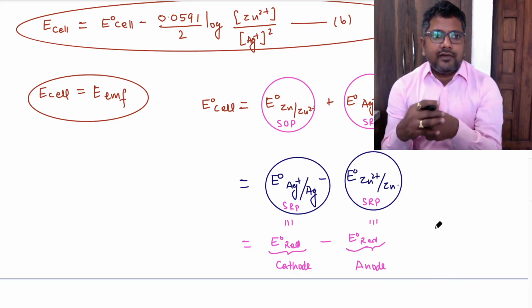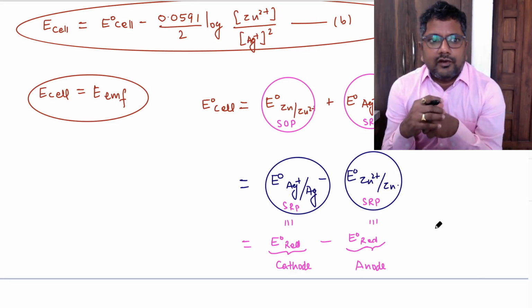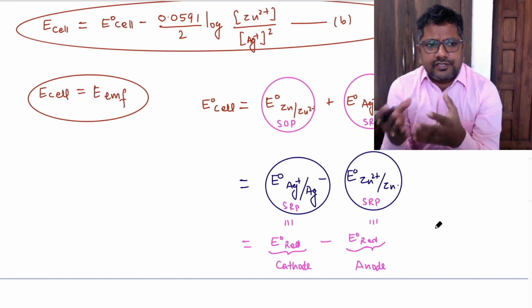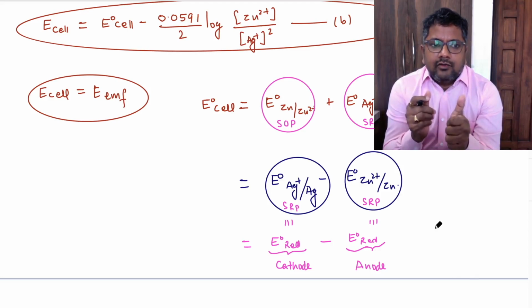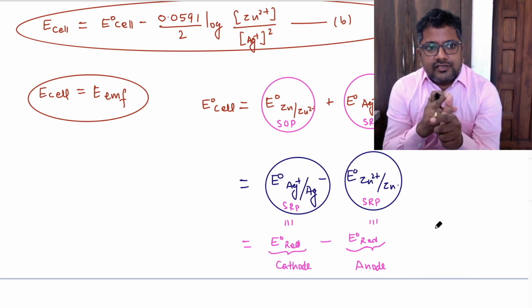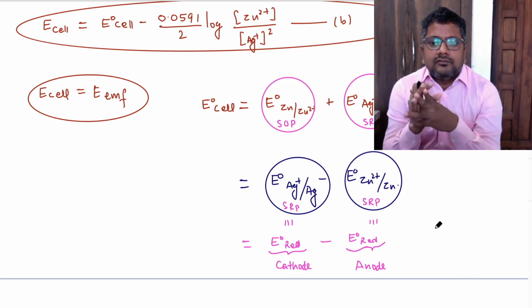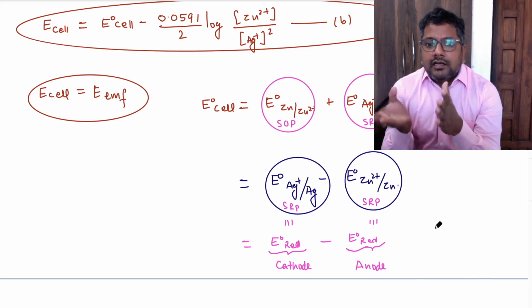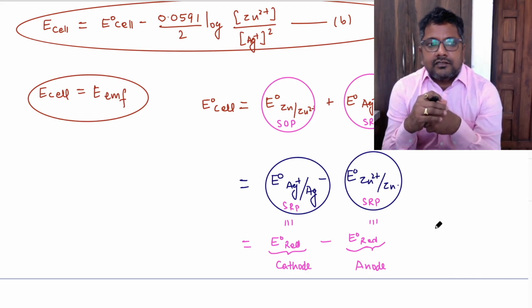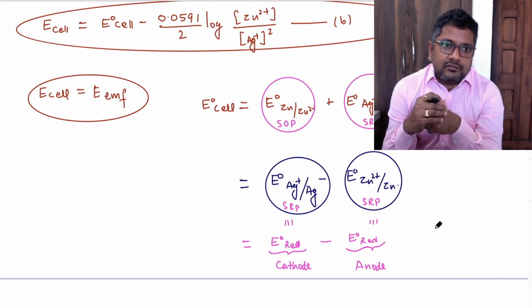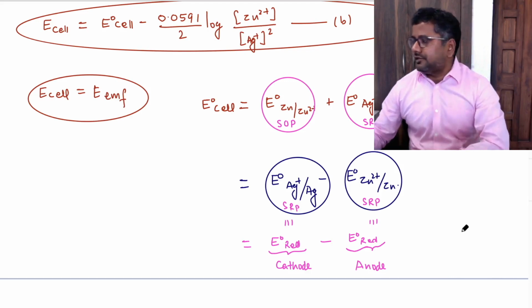So these are the different ways to find E naught cell. Many times students make mistakes here. See, there are two methods. One: at anode oxidation, at cathode reduction. So take the standard oxidation potential of the anode and the standard reduction potential of the cathode and add. Or, if you are taking reduction potential for both, then you subtract anode from cathode. Both will give you the same result, right?